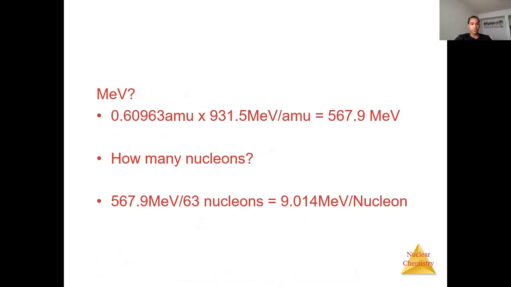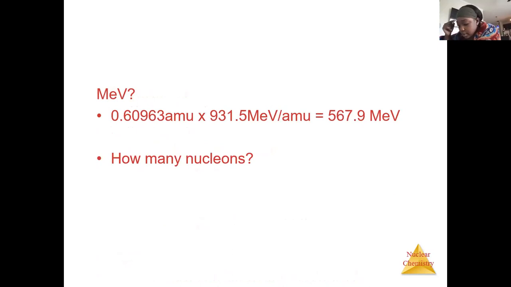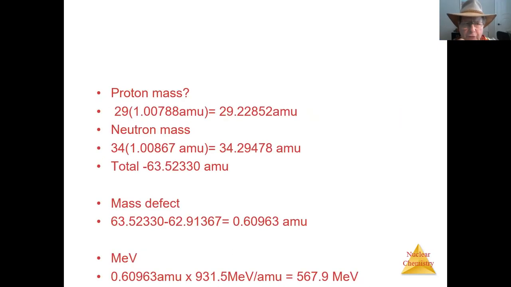Gotcha. Thank you. Any other questions? Yes, I have a quick question. For the proton mass and the neutron mass, like the 1.00788, that would be given to you. Oh, okay, that was my question. You don't have to memorize it.